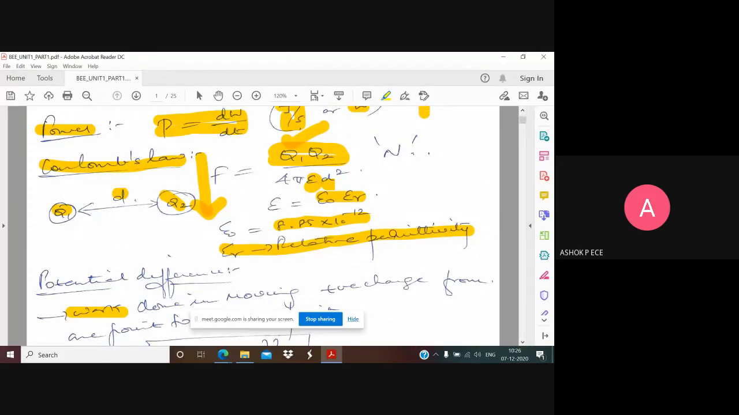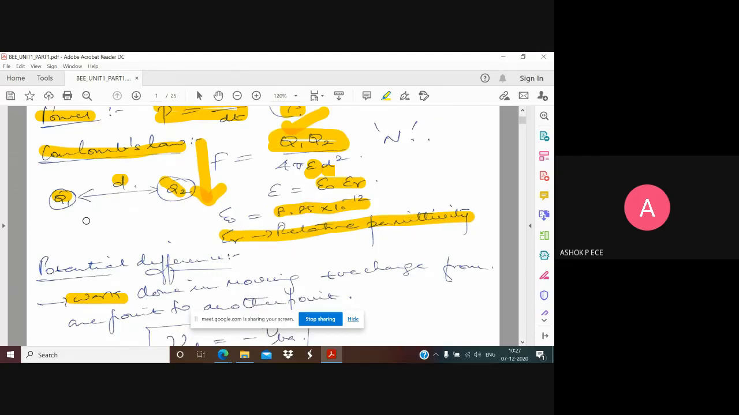So is Coulomb's law clear? We will not be using this anywhere, but understand that it involves charges, and we know that current is flowing because of electrons. An electron is a charge. So when electrons are flowing through a wire, you always have a force of repulsion between them, and that repulsion you can find using Coulomb's law.